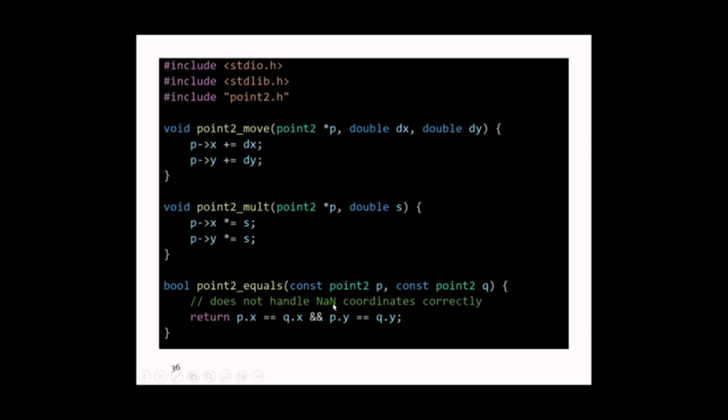For equals, I want to compare px to qx, and I want to compare py to qy. So if px and qx are equal, and py and qy are equal, then the 2 points are equal. Otherwise, they're not. This is fine for most purposes. It's not fine if you need to handle not a number. Remember, not a number according to the IEEE floating point standard is not equal to anything, not even itself. So if you're in the situation where you need to handle not a number, you have to write some extra code to deal with it. I'm just going to ignore it for now.